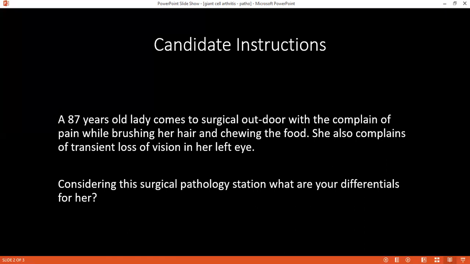Okay, considering the patient is 87 years old and suffering from giant cell arteritis, patients often present with visual disturbance. Can you explain why? Due to ophthalmic artery involvement. Okay, very good. There is another major risk associated with the use of corticosteroids, that is pathological fractures.